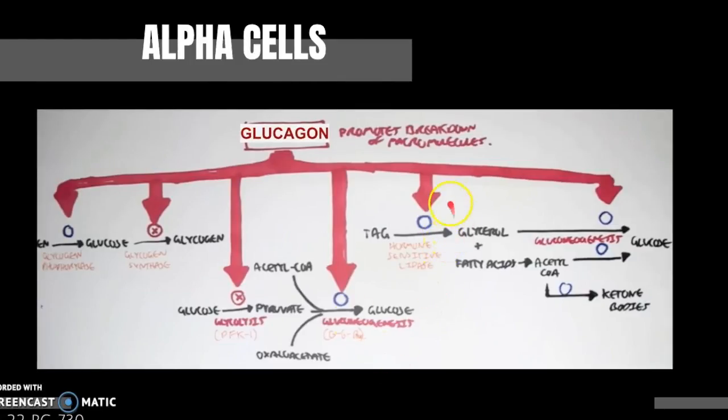Up here you can also see the hormone-sensitive lipase is helping break down some adipose tissue into glycerol and fatty acids, which then can return to be a part of gluconeogenesis again. So it's doing a lot of different things to increase amounts of glucose in the bloodstream.